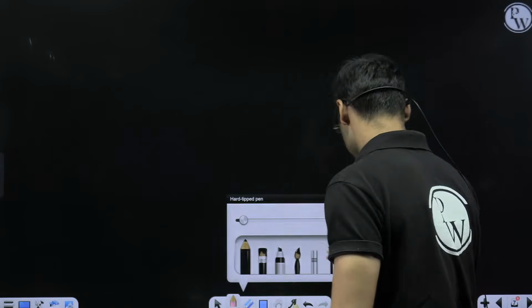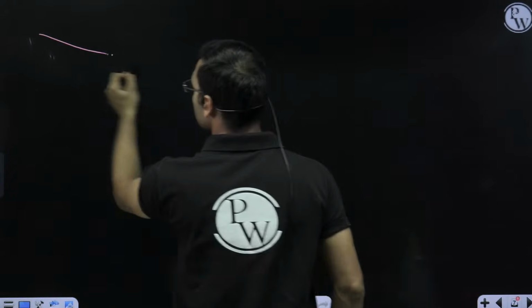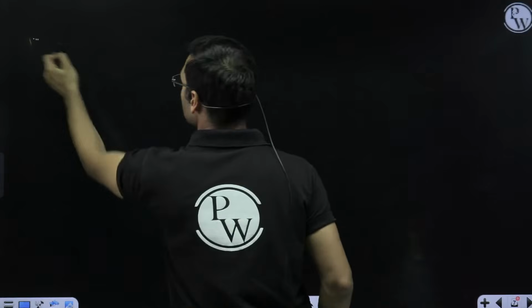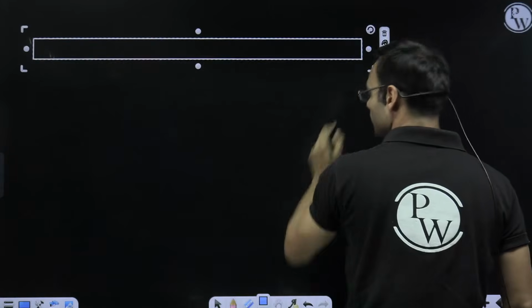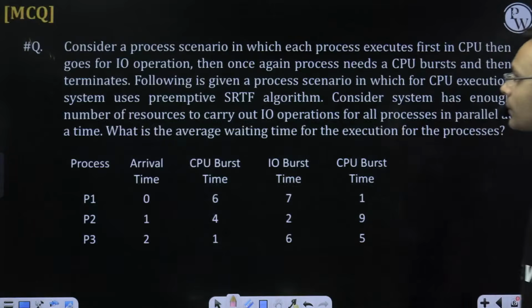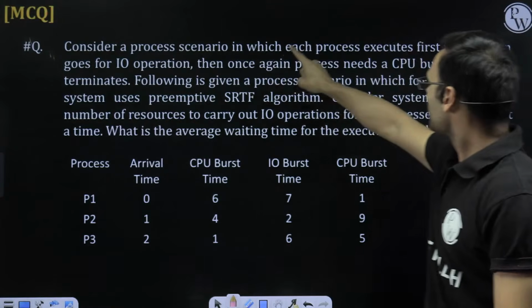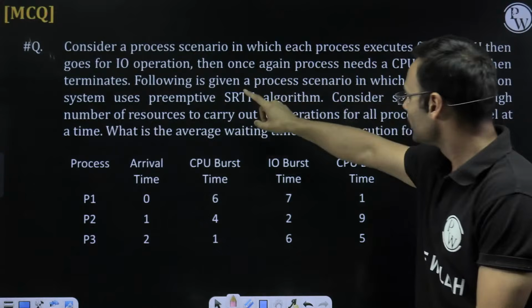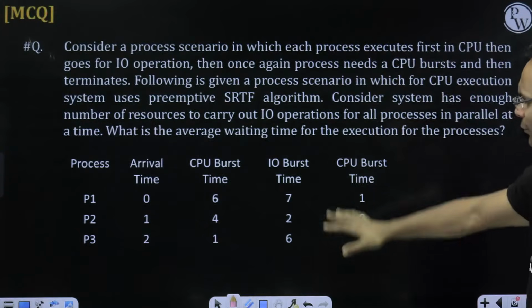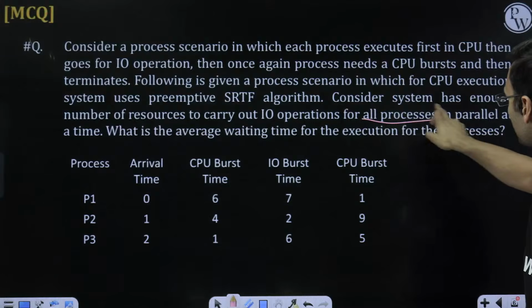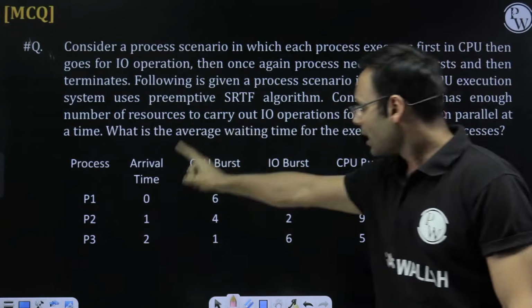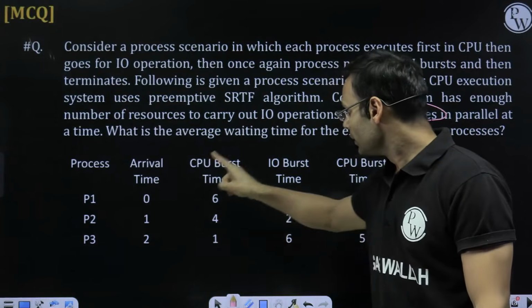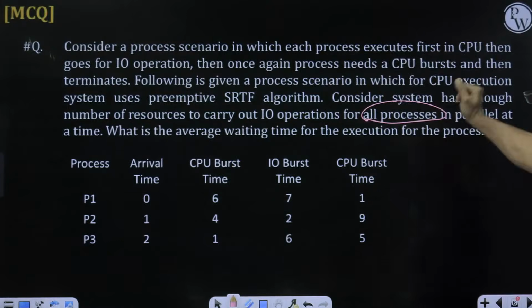Let me explain this now. Consider a process scenario in which each process executes first in CPU, then goes for IO, then once again CPU. Same kind of question. All IO operation can be done in parallel. Arrival times are now different. CPU burst, IO burst, and CPU burst given.